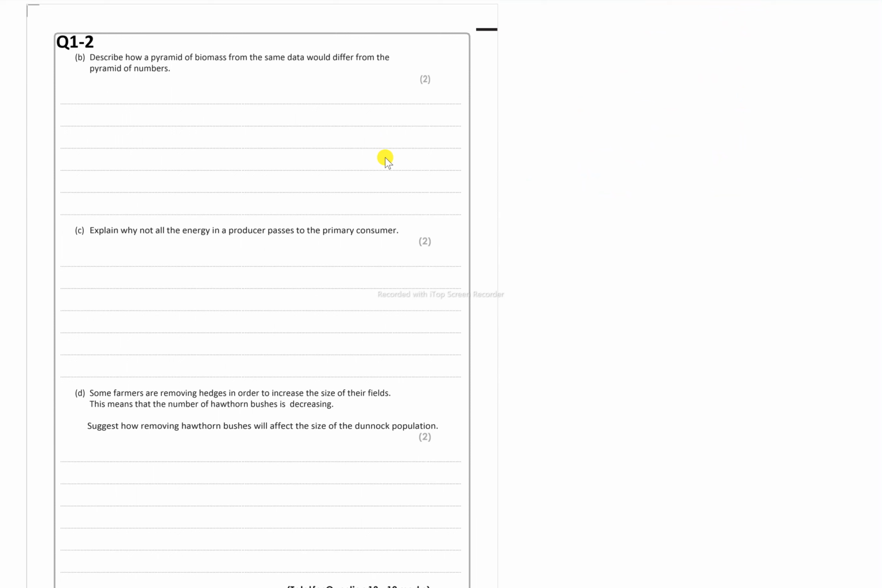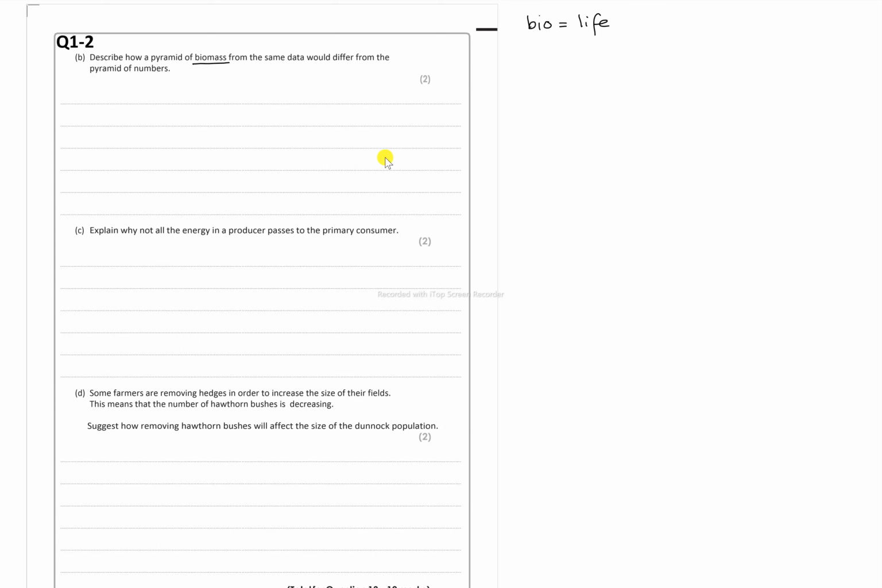Describe how the pyramid of biomass, remember what we said, bio, it just means life. So biomass is mass of living organisms. Right. Describe how the pyramid of biomass for the same data would differ from the pyramid of numbers.